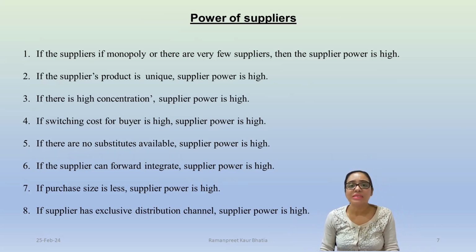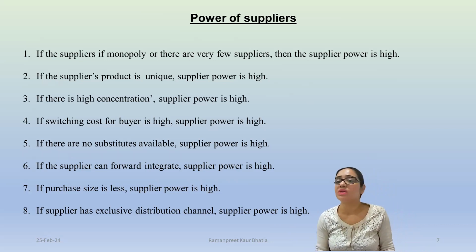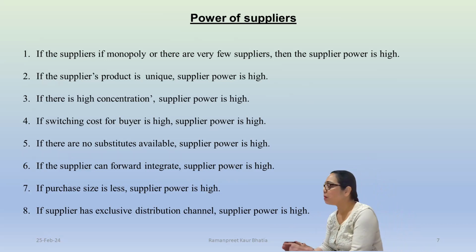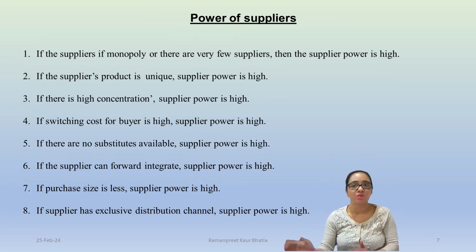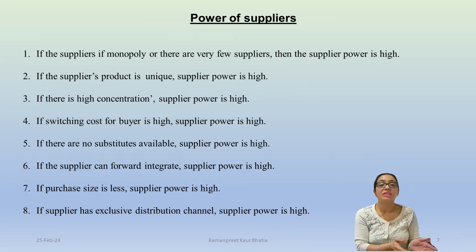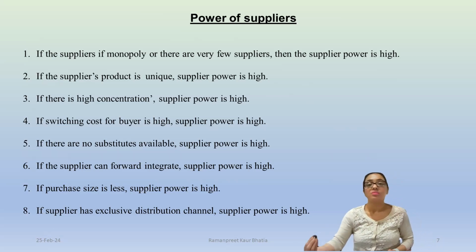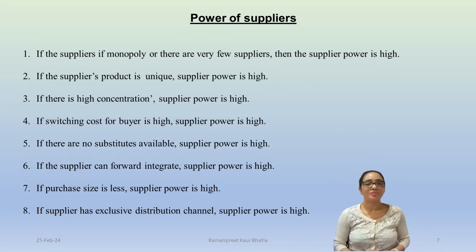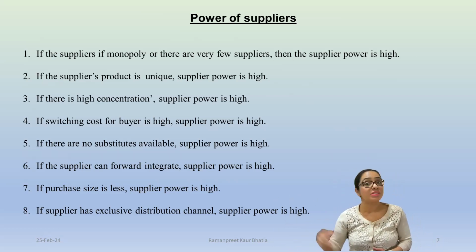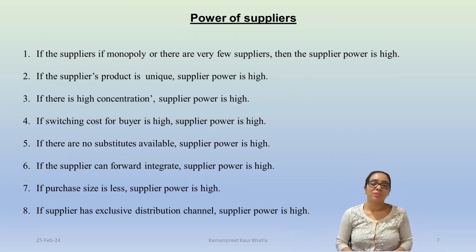Right. The second one is if the product or service which is being sold by supplier is unique. As a consumer, I want to buy that product which is unique, which is differentiated, which is different from the products that are being sold in the market right now. The product is exclusive. Definitely, I will have to buy that product on the terms of supplier. Right. So if my product is unique, definitely the person who is selling that product will put his own terms and conditions and he will enjoy a higher power.